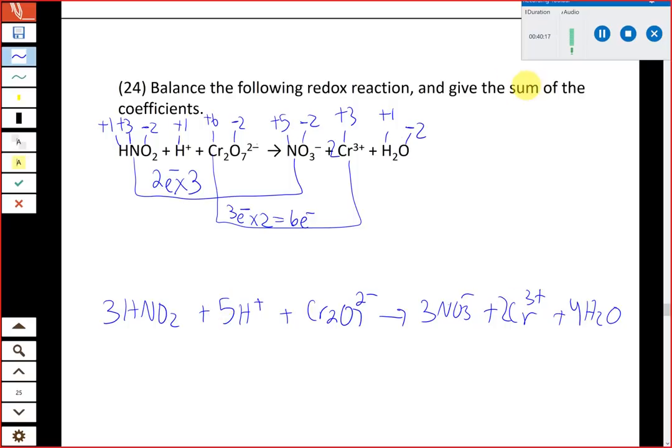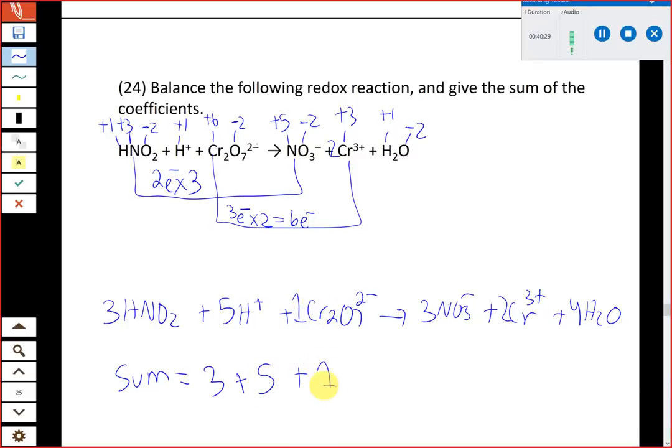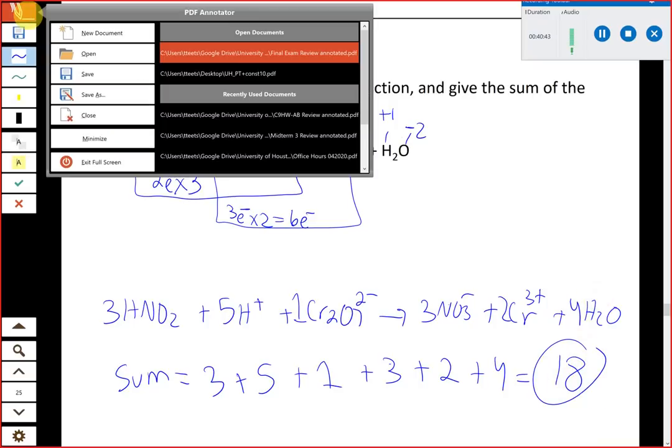And then what this one asked for was the sum of the coefficients, so we have to just add up all these coefficients. 3 for HNO2, 5 for H+, coefficient of 1 for this, which is implied if it's not written. And then on the product side, 3 for NO3-, 2 for chromium 3+, and 4 for water, which all add up together to be 18. Okay, so that's how we do that one.